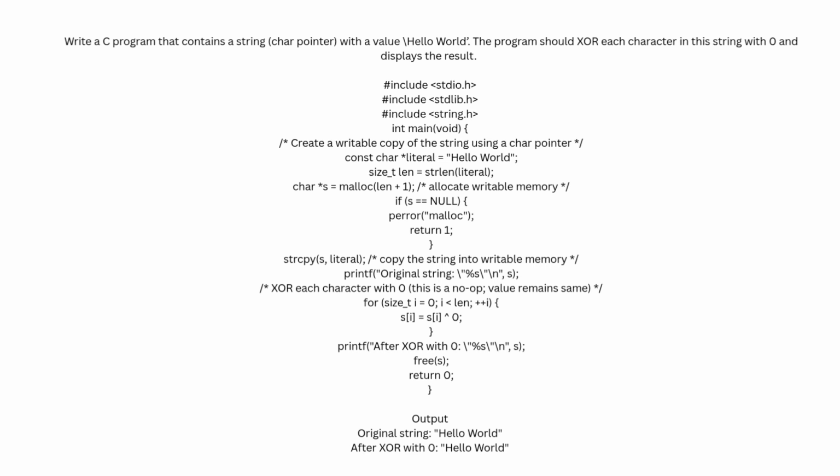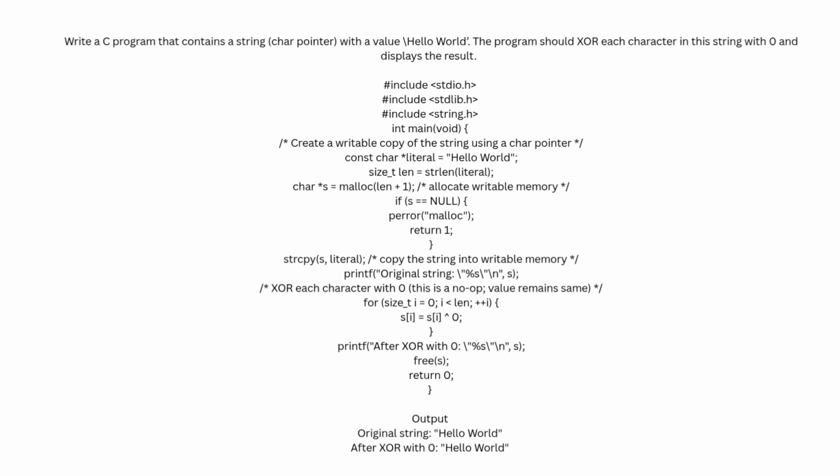By this, it allocates writable memory of size len plus 1. That is, our length is 11, so it is going to allocate 12 bytes, that is, 11 characters plus 1 null terminator. Here, s points to empty space in the heap. We do this because modifying a string literal directly is unsafe, as we are writing safe code here.